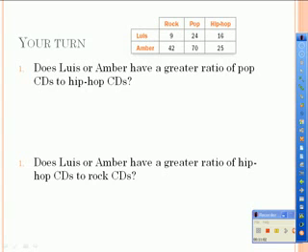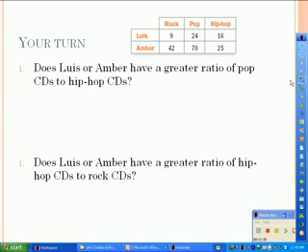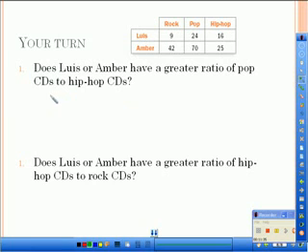Okay, does Luis or Amber have a greater ratio of pop CDs to hip hop CDs is the first question. You would need to compare Amber's to Luis. And again, we're comparing pop to hip hop. So first let's start with Amber. Amber's pop CDs is 70 and her hip hop is 25. This can be converted to 2.8 as a decimal. And that's for Amber. I'll put Amber right here.